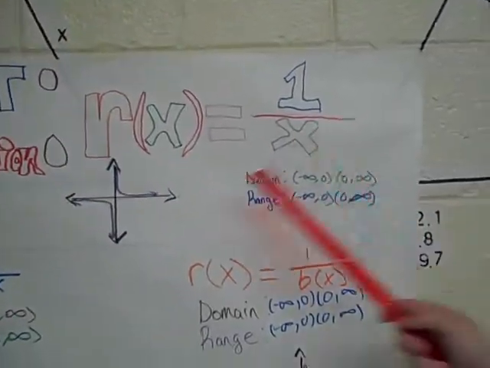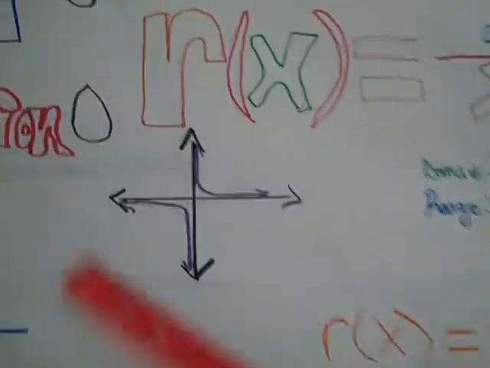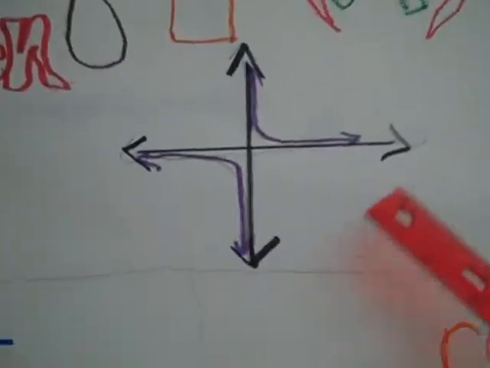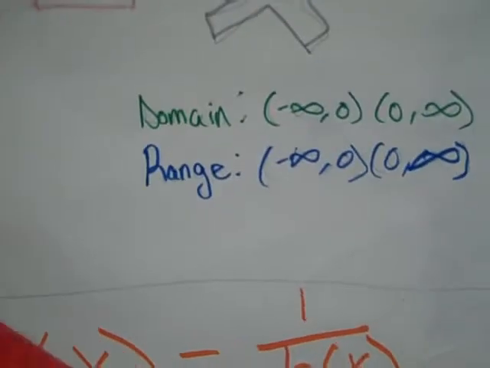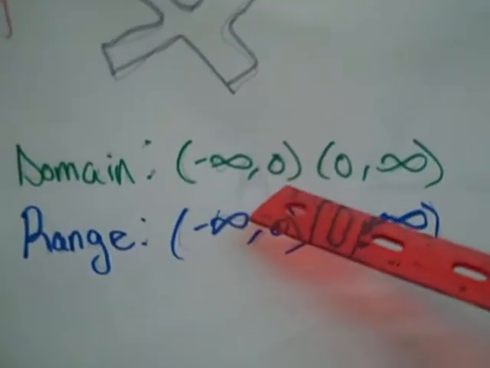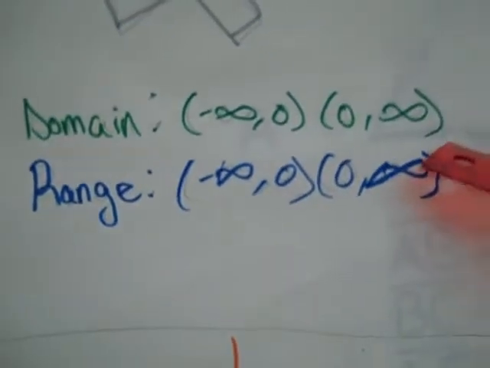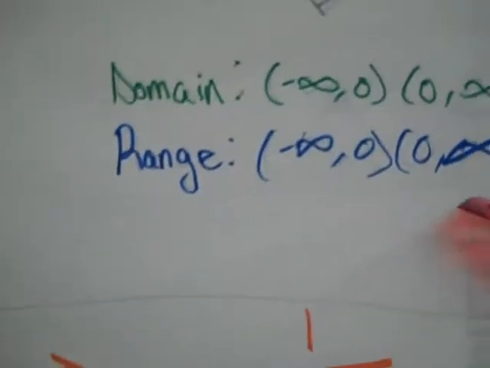The parent function is r of x equals 1 over x. And it looks like that. There are no intercepts. The domain is negative infinity to 0, 0 to infinity, and the range is the same thing.